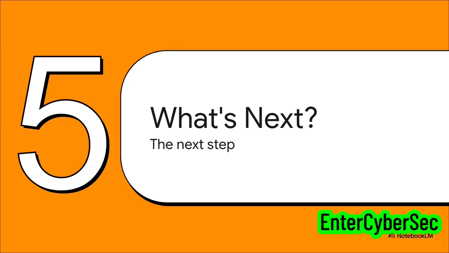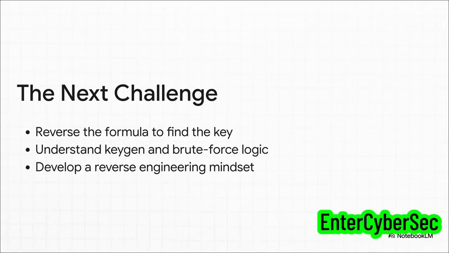So, we did it. We've successfully reverse engineered the program's validation logic. Case closed, right? Well, in the world of reverse engineering, finding the formula is really just the beginning. So the big question is, what comes next? Well, the obvious next step is to use this formula to actually find the key. And that means we'd have to reverse the math we just figured out to create something called a keygen, a little program that just spits out valid keys for us. We're also going to talk about how to really develop that true reverse engineering mindset, which is the ultimate goal here. And don't worry, we are going to cover all of that in our next explainer.